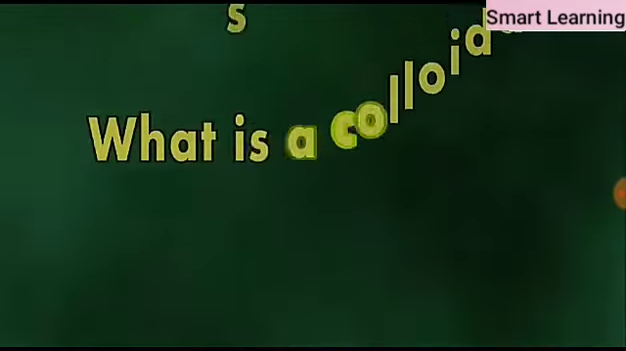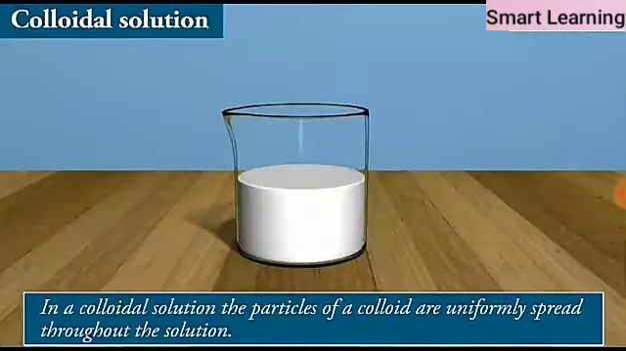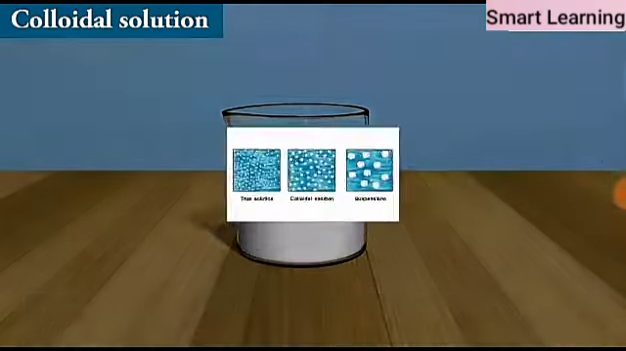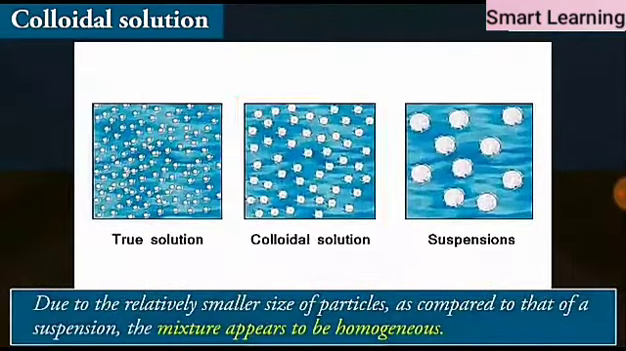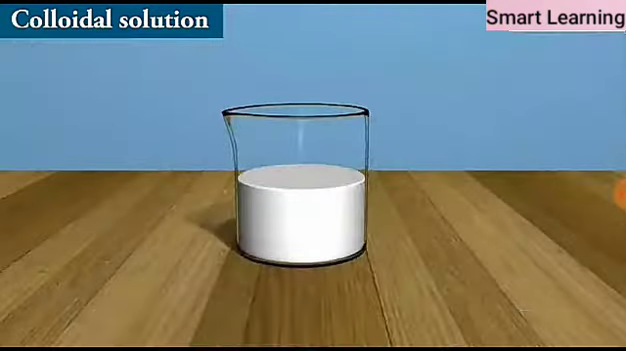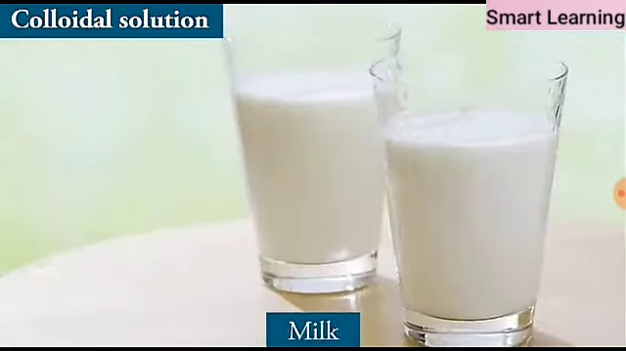What is a colloidal solution? In a colloidal solution, the particles of a colloid are uniformly spread throughout the solution. Due to the relatively smaller size of particles as compared to that of a suspension, the mixture appears to be homogeneous. But actually, a colloidal solution is a heterogeneous mixture. For example, milk.